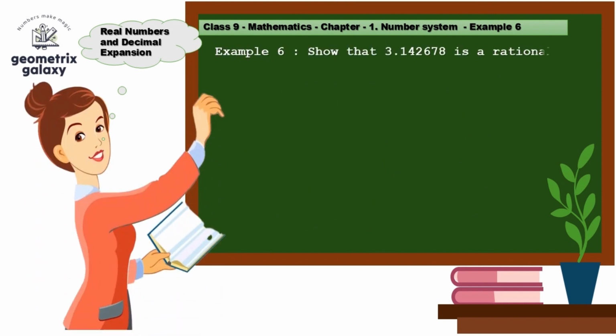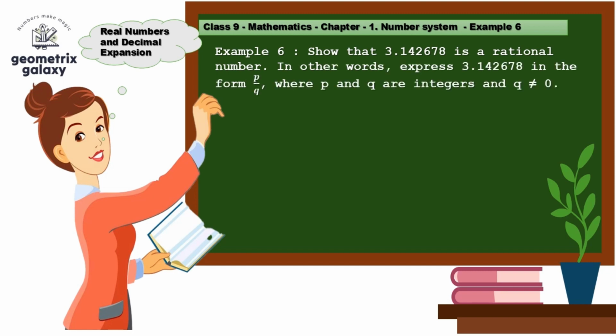Example 6. Show that 3.142678 is a rational number. In other words, express 3.142678 in the form p by q, where p and q are integers and q not equal to 0. This is very simple, students. We just need to write the decimal number in the form of a fraction.